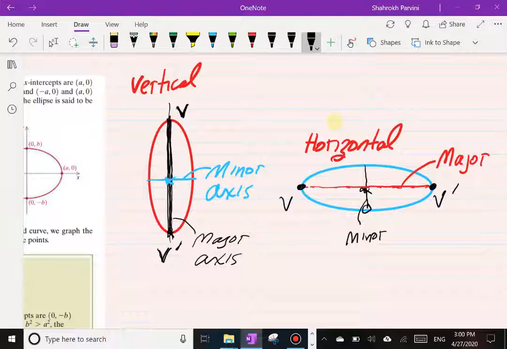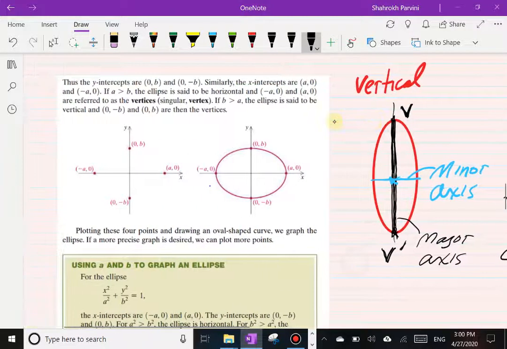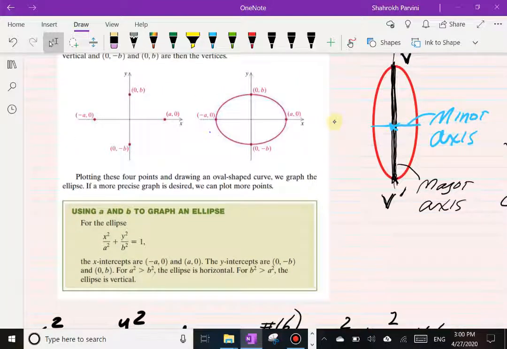There are also two points here that the book doesn't mention. These are what we call the covertices. Vertices is the plural of the word vertex. Okay, so that's what these are. They're called covertices. And so here's the equation again of the ellipse, and we're going to see how we're going to graph the ellipse using a and b. That's exactly what they're doing here.